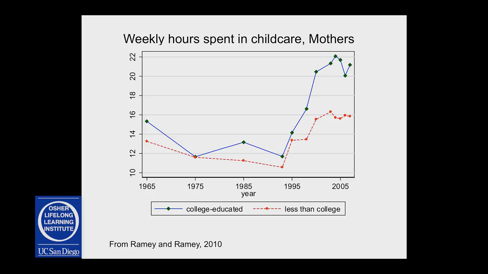And what's interesting here is from the 1960s to the early 1990s, there wasn't that much difference between the two of them. There was always some difference. People had noted that all the way back to the 1920s. But then something happened in the early 1990s, and college-educated mothers started spending much more time with their children. We linked it to all the different activities. Less educated mothers also increased the amount of time, but by much less than the college-educated mothers.